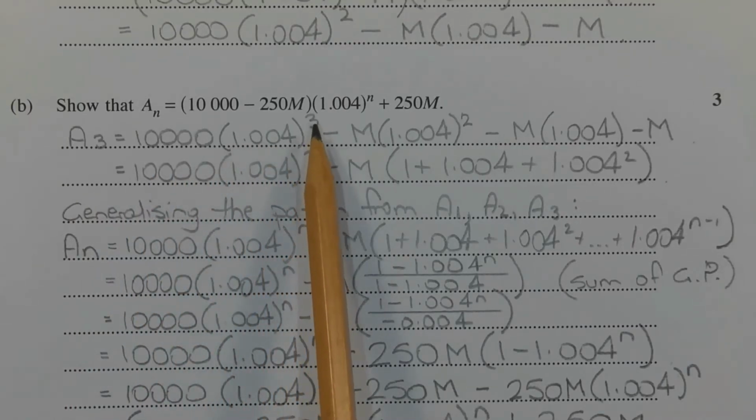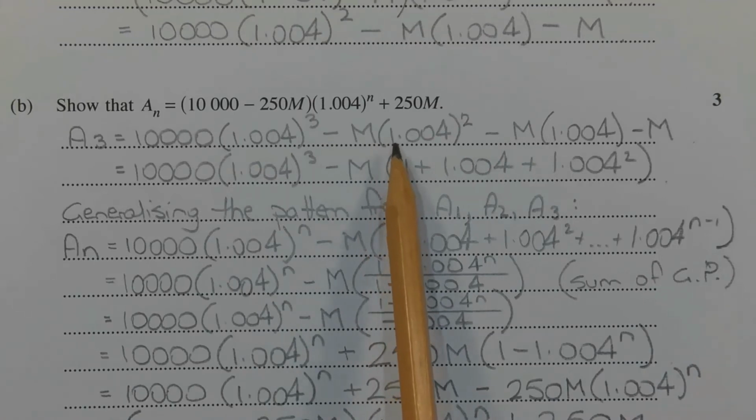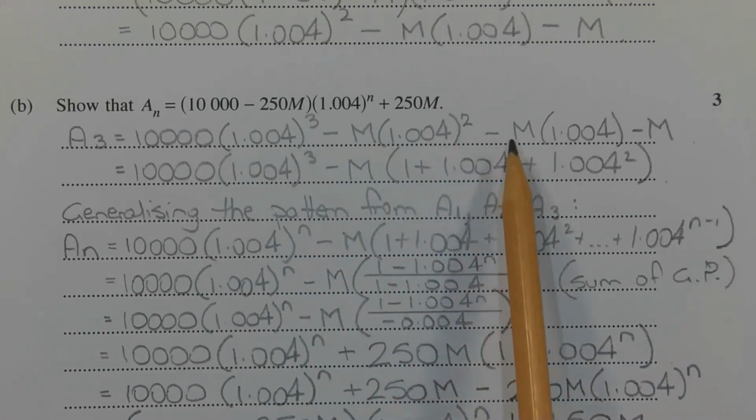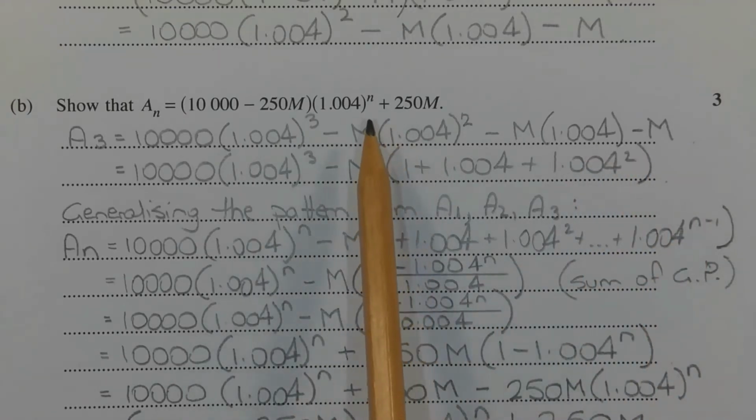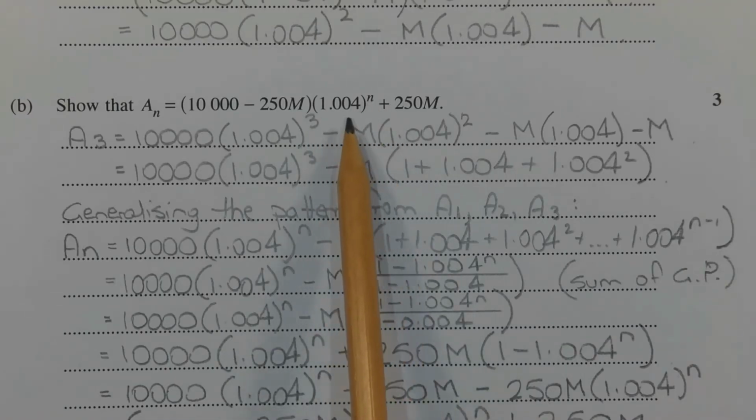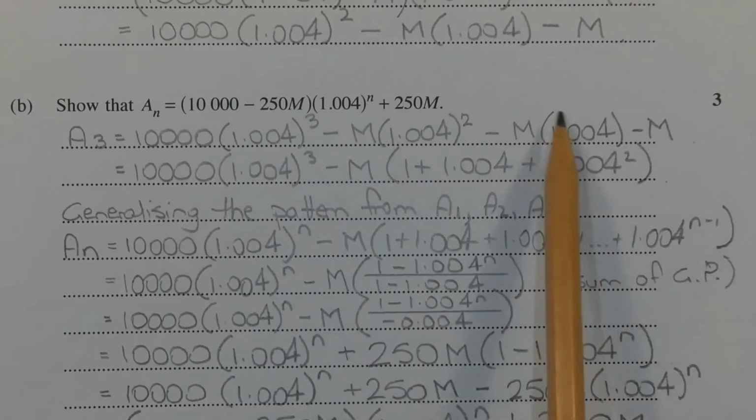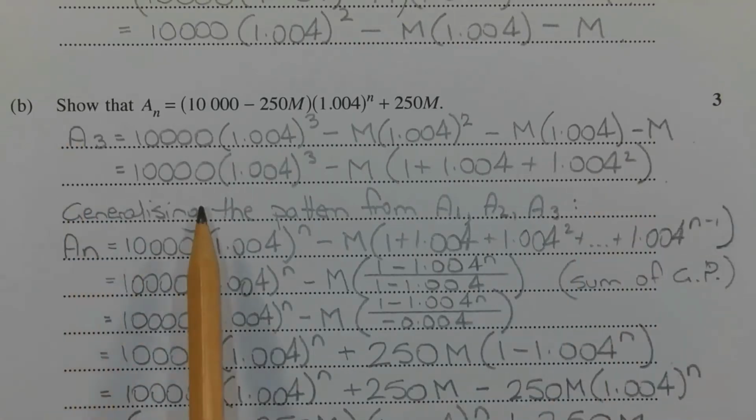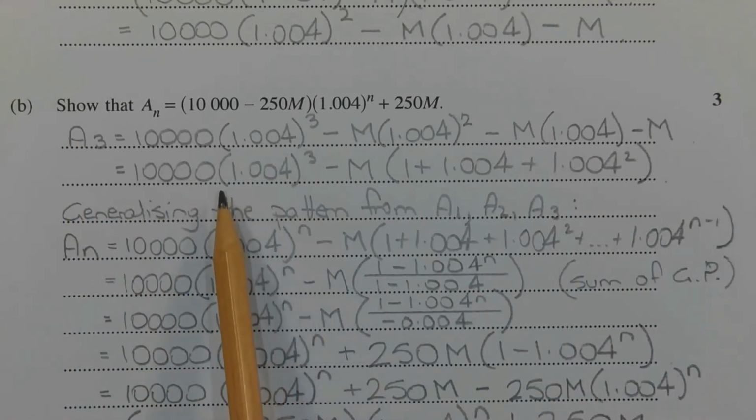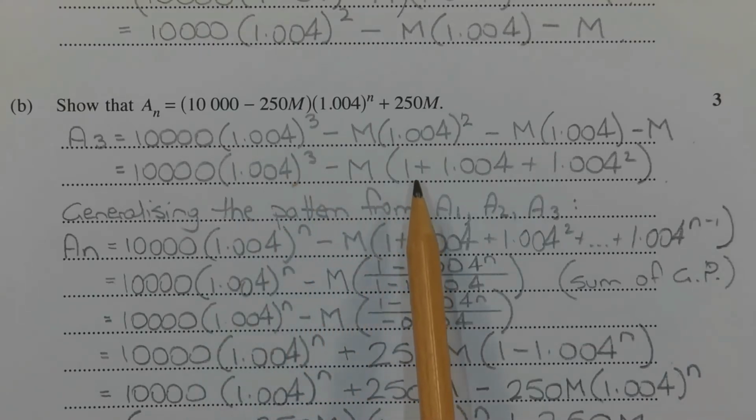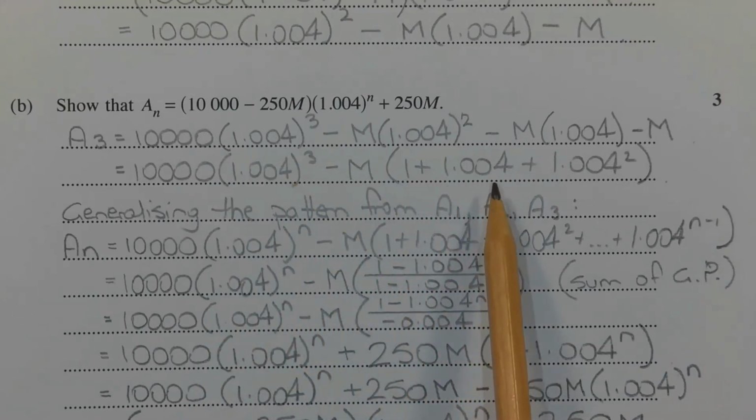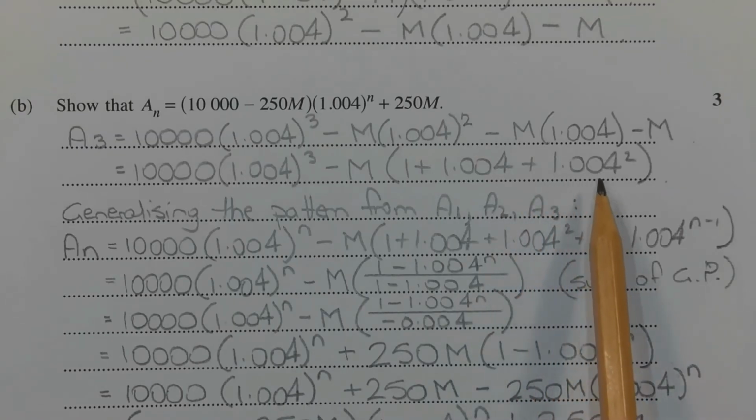1.004 to the power of 3 minus M times 1.004 squared minus M times 1.004 minus M. So I'm going to factorize out minus M from these terms. So A3 is equal to 10,000 times 1.004 to the power of 3 minus M outside of (1 plus 1.004 plus 1.004 to the power of 2) in brackets.